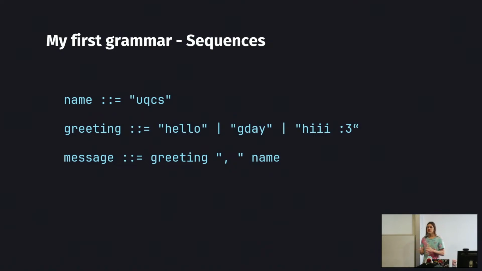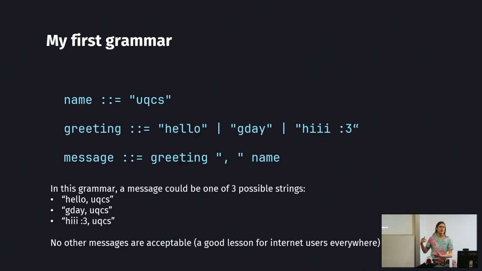So here's another grammar. A message is a greeting followed by a comma and a space followed by a name. So in this sense, we can allow for multiple alternatives, and we can also chain multiple substructures together, and they read left to right. So what this grammar defines is these strings. Basically, a message is just a greeting. A greeting could be one of our three greetings here. And then a comma and a space, and then a name. There's only one name, UQCS, that is the only acceptable name. And nothing else is acceptable. So we effectively have defined a text format, and by defining what this text format is, it also defines what it isn't.